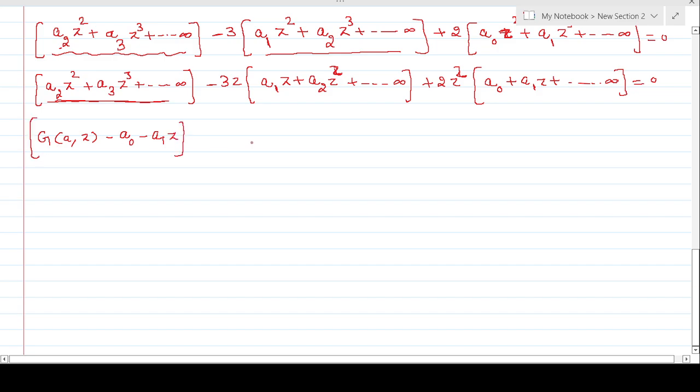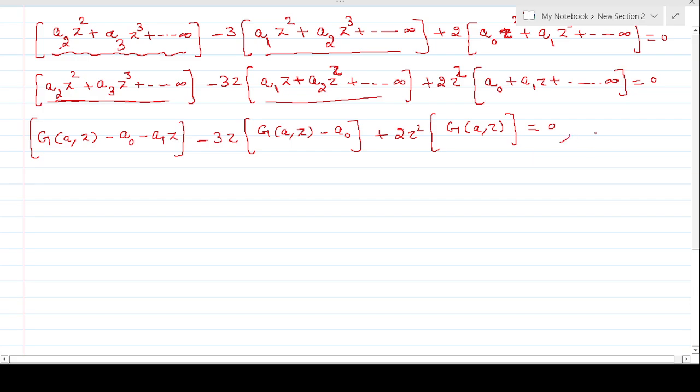Okay, minus 3z. What is this in terms of the generating function? It is G(z) minus a0 plus 2z square G(z) equal to 0. Now you apply the boundary conditions. So what conditions were given to you? a0 equal to 0 and a1 equal to 1. Now put these boundary conditions here.